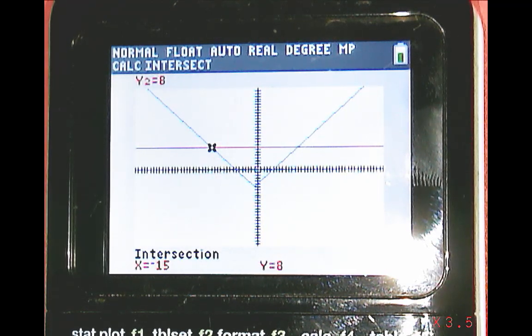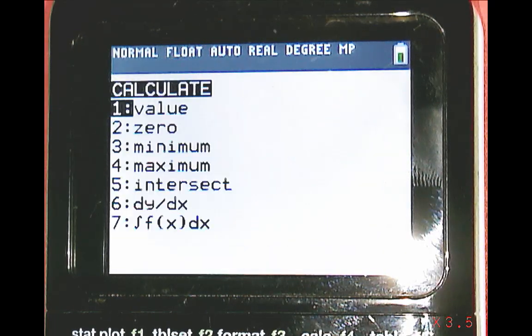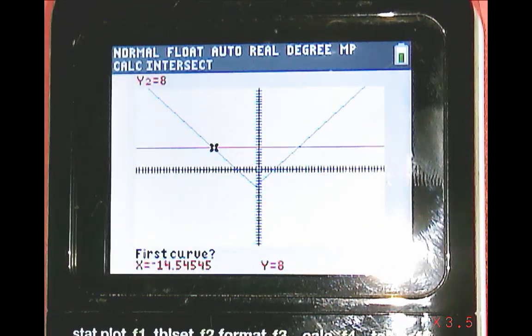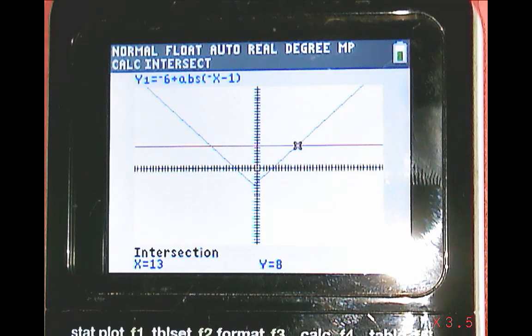Do the same thing for the second one. So now we're going to check this point right here. Second trace, number 5, move the cursor closer to that. It doesn't have to be exactly on it, just needs to be closer than the other. Hit enter, enter, enter, and we see that that point is 13. Those are our critical values that we need to figure out what our answer is.